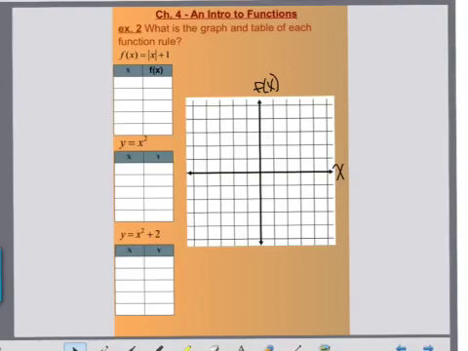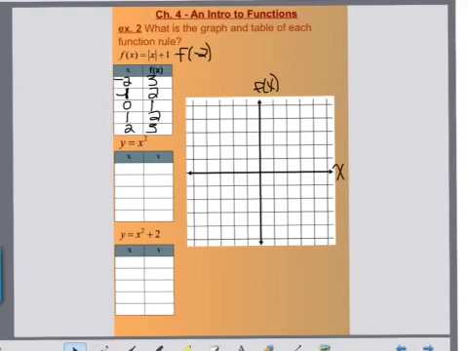So let's say -2, -1, 0, 1, and 2, and see what it's like when it's positive. Well, when we plug in -2, the absolute value of -2 is +2, and +2 plus 1 is 3. So when you plug something into absolute value, you take the positive version of it. So the absolute value of -1 is +1, plus 1 is 2. Absolute value of 0 is 0, plus 1 is 1. Absolute value of 1 is 1, plus 1 is 2. And then absolute value of 2 is 2, plus 1 is 3.